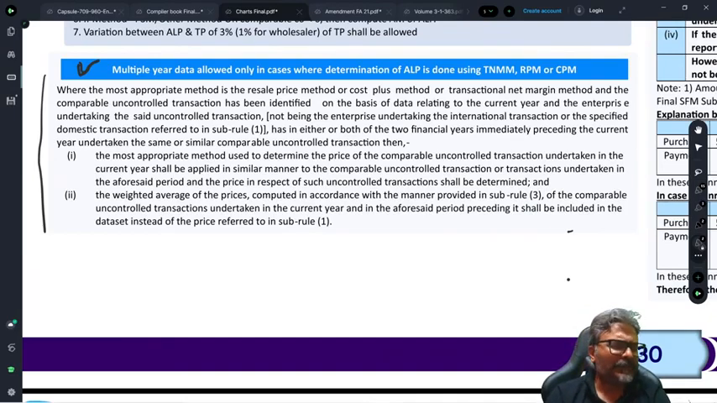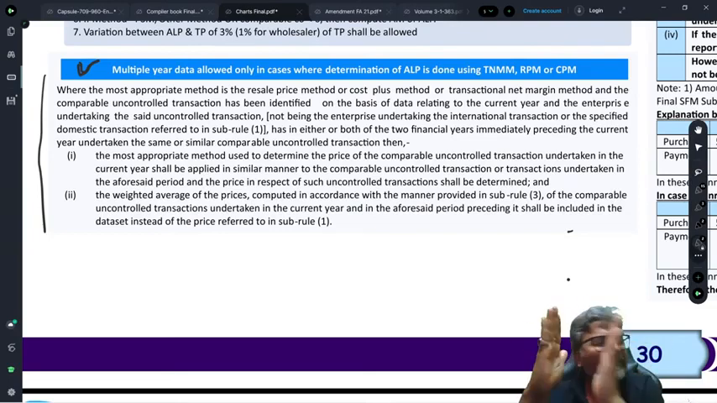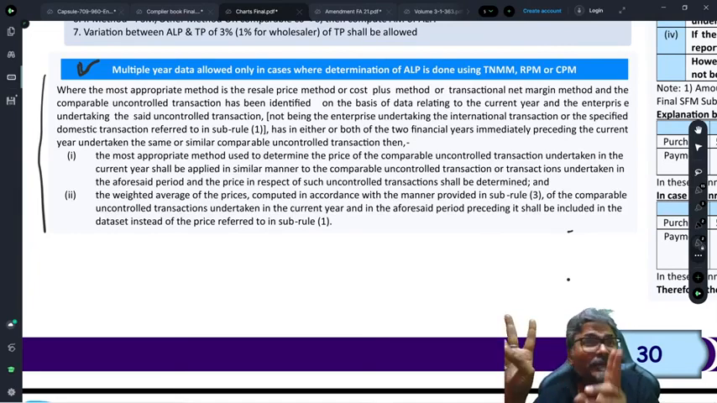So margin is what we take, the margin of the comparable, isn't it? In these three methods, students, we take the margin of the comparable. Now please understand this: the margin is dependent on two factors. Which are those two? Which are those two factors?